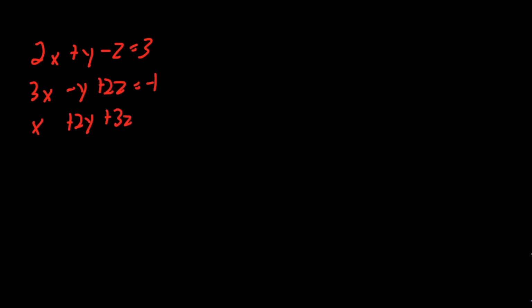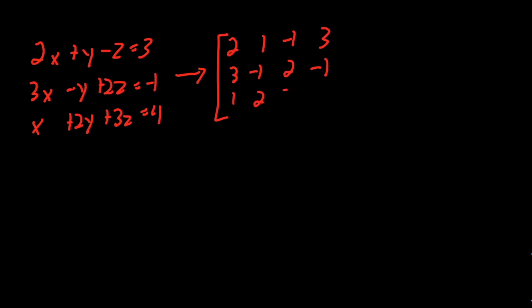2x plus y minus z equals 3. The second equation is 3x minus y plus 2z equals negative 1. And then the third equation is x plus 2y plus 3z equals 4. First things first, let's make this an augmented matrix. We have 2, 1, negative 1, 3, 3, negative 1, 2, negative 1, 1, 2, 3, and 4.